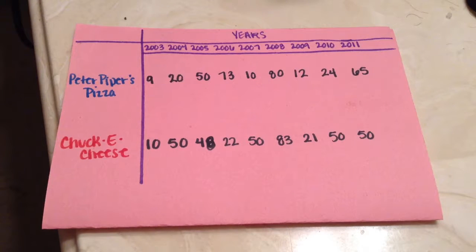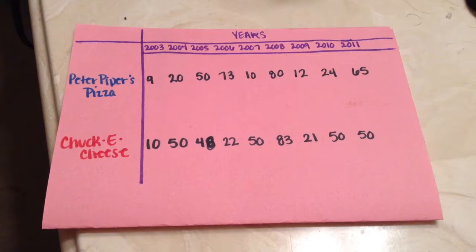Today, we will be analyzing data by creating a box graph and a bar graph. Graphs make it easy for us to read and understand data or information. Let's read our problem. If you were instructed to compare the annual visits to Chuck E. Cheese and Peter Piper's Pizza from 2003 through 2011, you could use a box graph.